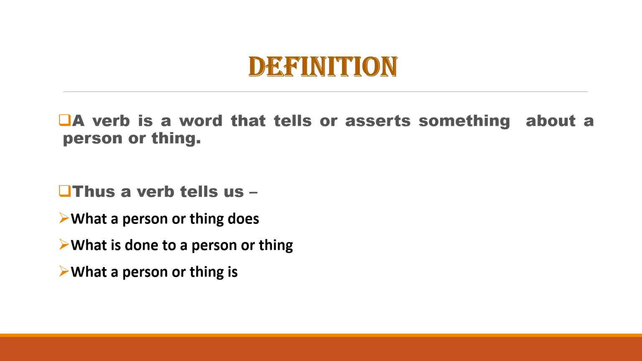A verb is a word that tells or asserts something about a person or thing. Thus, a verb tells us what a person or thing does. For example, Hari laughs. We can take another example, the clock strikes. Ram plays, and so on.